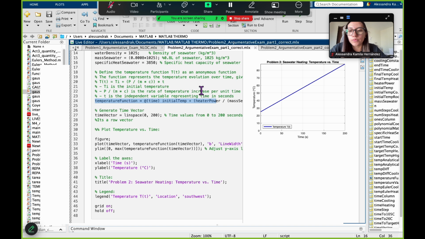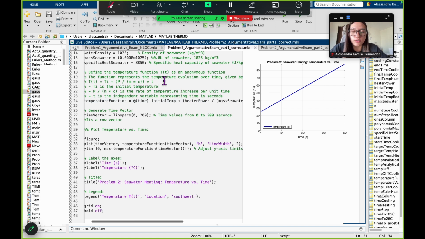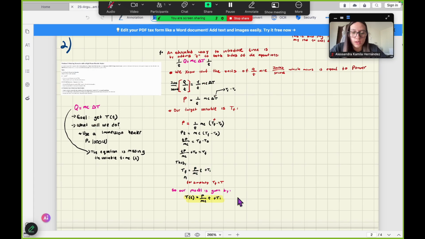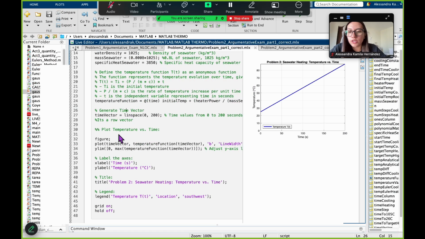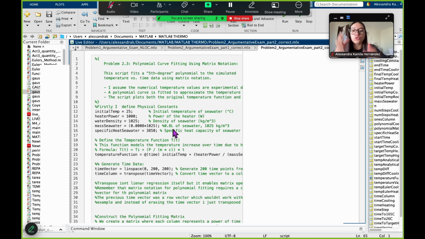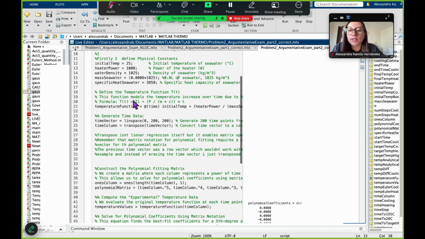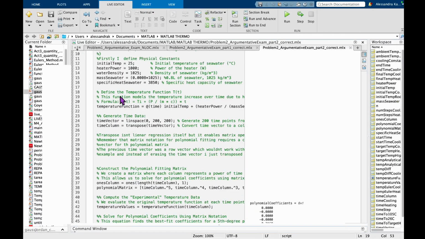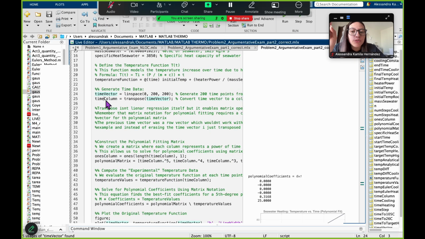Now I am defining the temperature function, that is this one. I am defining it in MATLAB as an anonymous function. And I am generating my time vector to indicate how my plot behaves. And at the end, I get this plot. The second subsection of my MATLAB code is to fit that into a 5th degree polynomial equation. So my parameters are the same. I place the same equation, and then I generate my time vector with a transpose.